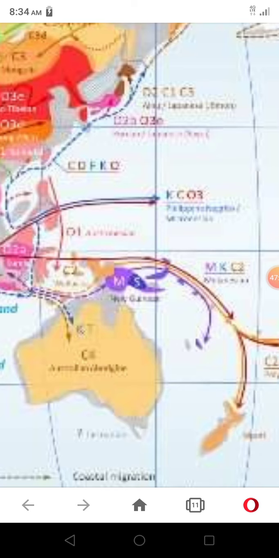So you see the K's. You have the M and the K and the C2 and the island region, Papua New Guinea. You have MS, and then you have C4. You can barely see it. C4. Yeah, C2. Let's see. You have some KT action.